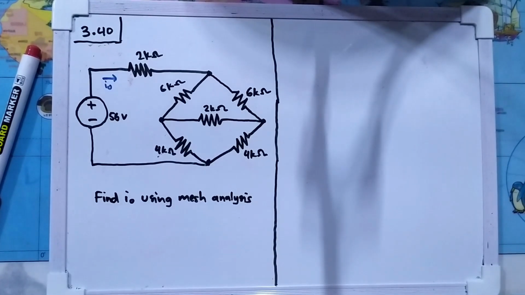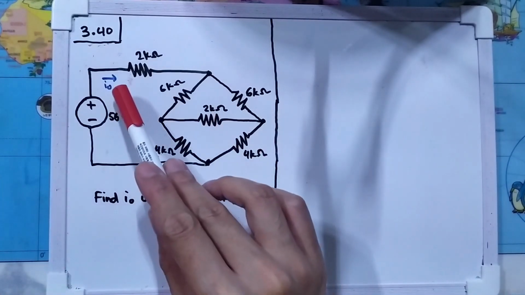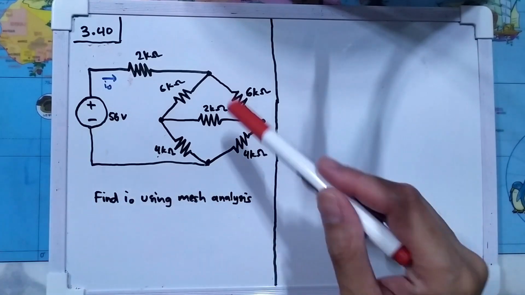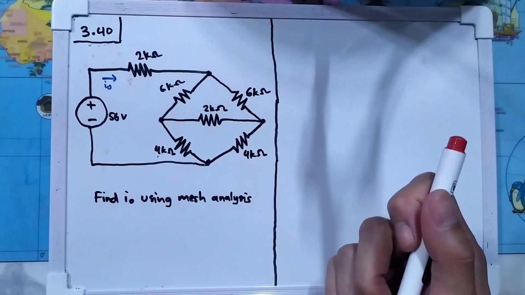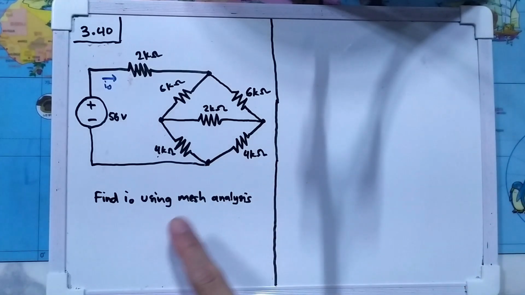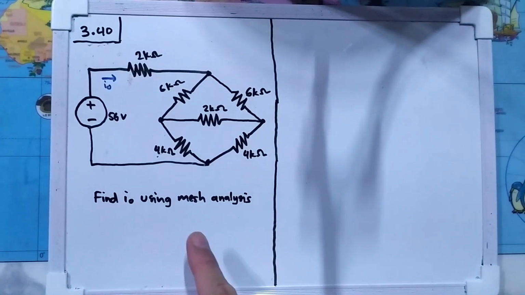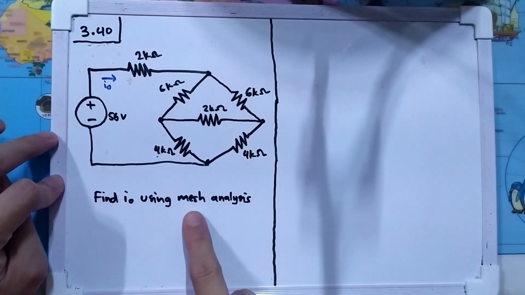Okay, we will solve problem 3.40 from Sadiku book. So the question is find I0 using mesh analysis, and I0 is here, and this is actually a famous circuit there. It's called Whetstone Bridge, and you can find out about it, but we will use simple mesh analysis to solve this.